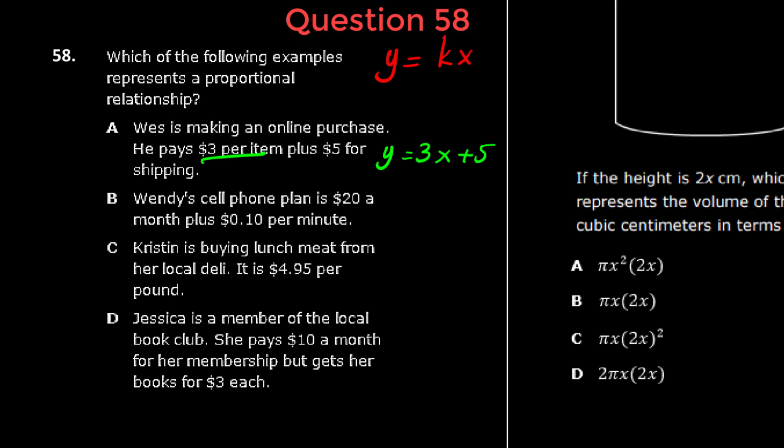Wendy's cell phone plan is $20 a month plus $0.1 per minute. So it's going to be 20 plus $0.1 times the number of minutes. As you see, we have a 20 here that's added, so that's not in the form of y equals kx. Kristen is buying lunch meat from her local deli. It is $4.95 per pound. So I'm going to multiply 4.95 by the number of pounds. As you see, this is in the form of y equals kx, so this is a proportional relationship, so C is the correct answer.